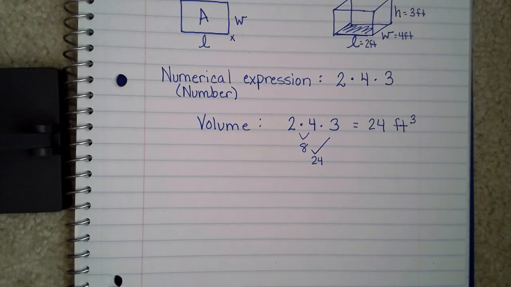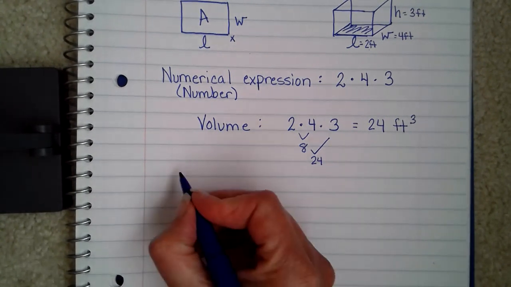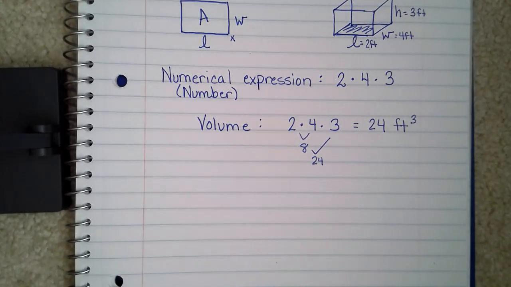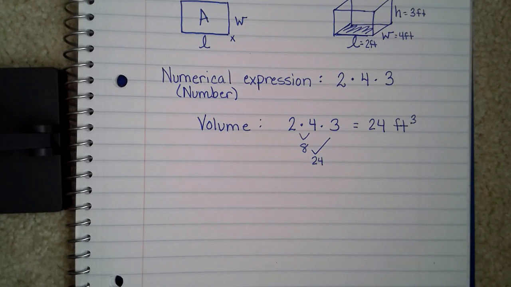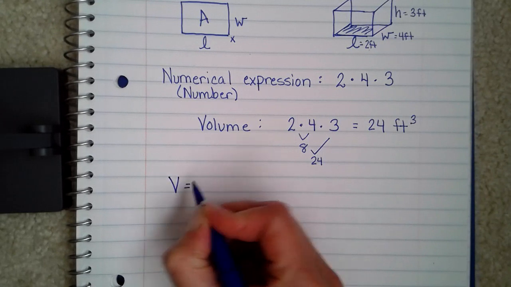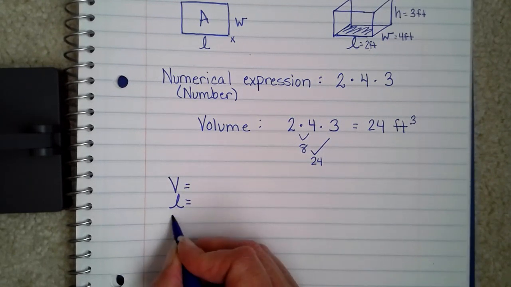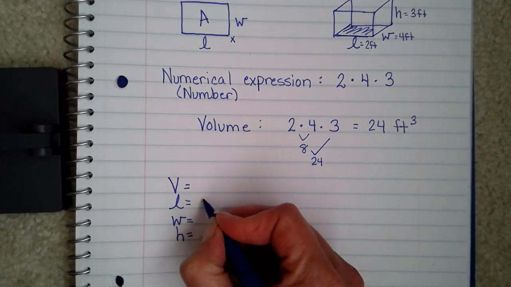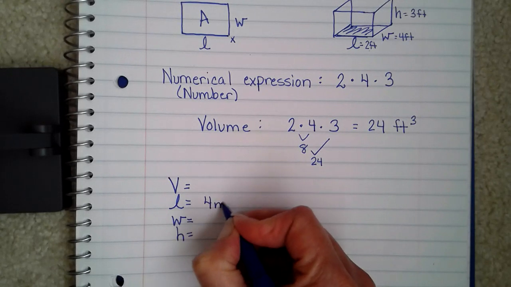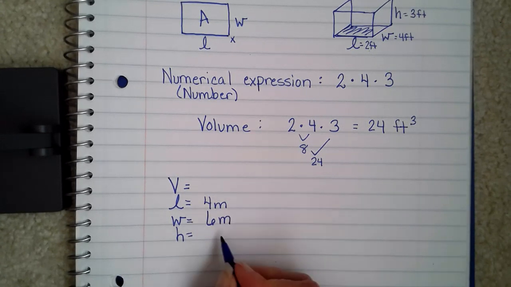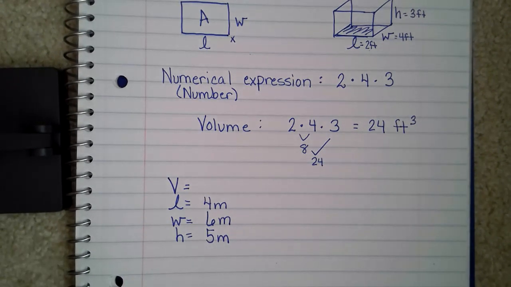All right, so if we are looking for, I don't know if they give you any problems like this. Let's see. They do. Okay, so let's say that they do something like this. Volume equals, length equals, width equals, and height equals. And let's say they say the length equals 4 meters and the width is 6 meters and the height is 5 meters. All right, so what we need to do is we have to find that volume.